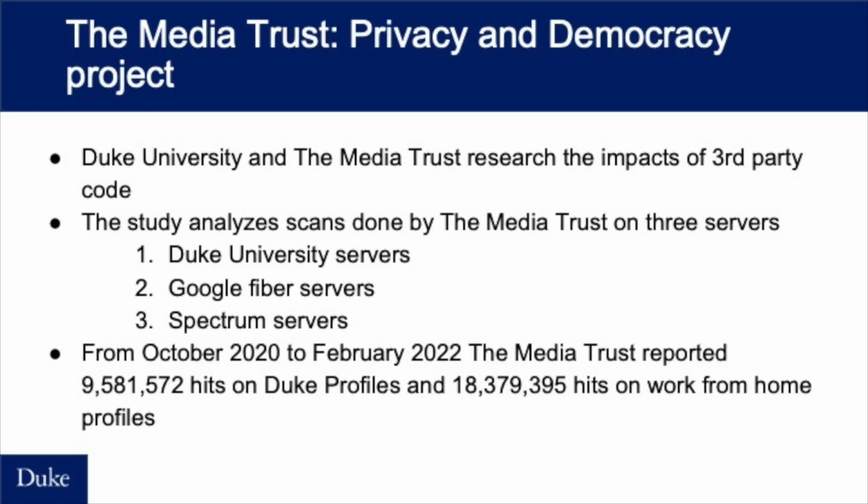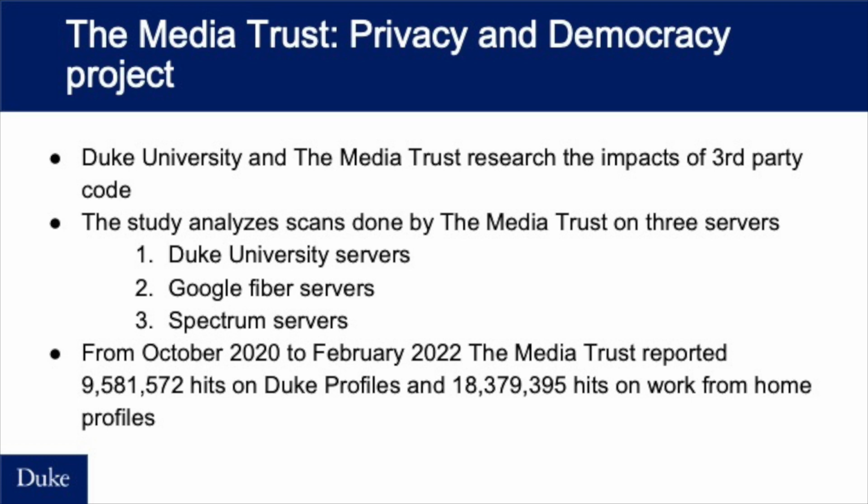Duke University and a company called the Media Trust have been working on a research project to study the impacts of third-party code. Since the beginning of July 2022, Duke and the Media Trust, which is a private cybersecurity company, have worked together to study the impacts of undesired third-party code on internet users. Our studies analyzed scans done by the Media Trust on 3 separate servers. First is Duke University servers, second is Google Fiber servers, and third is Spectrum servers.